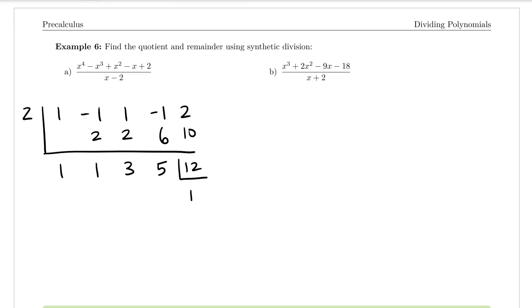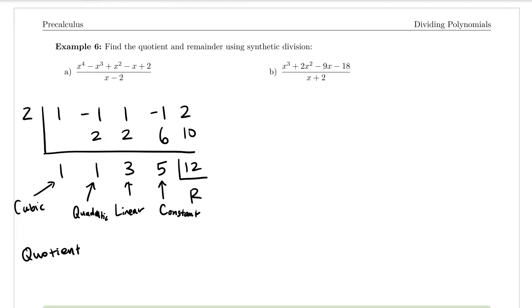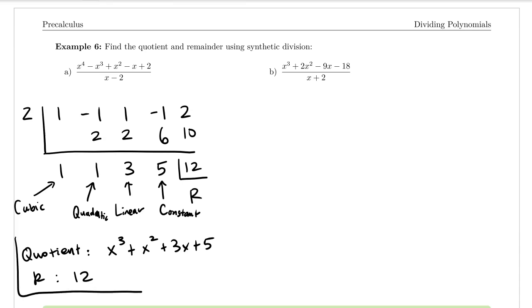So 12 represents my remainder. This represents my constant term. This represents my linear term, my quadratic term, and this is my cubic term. So that means that our quotient is x cubed plus x squared plus 3x plus 5, and then our remainder is 12.